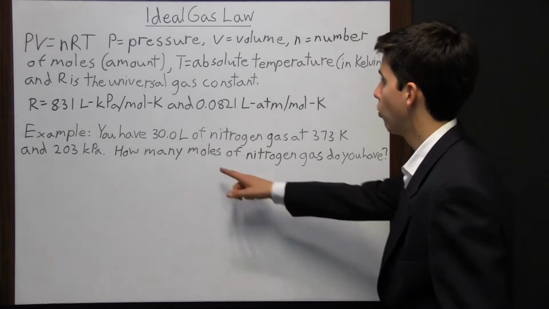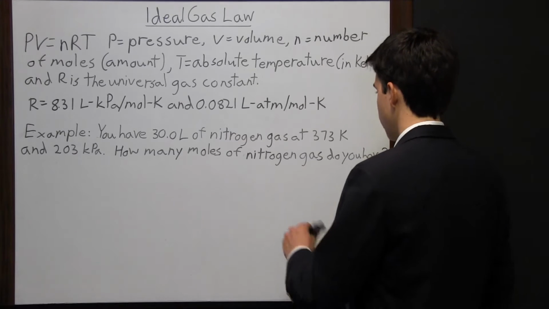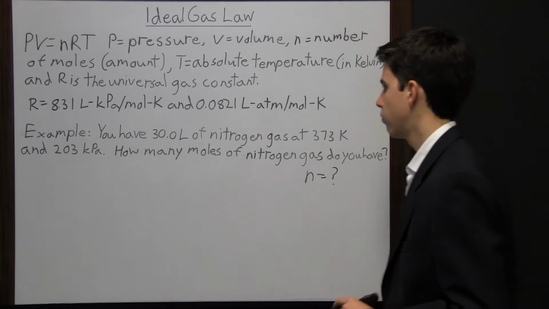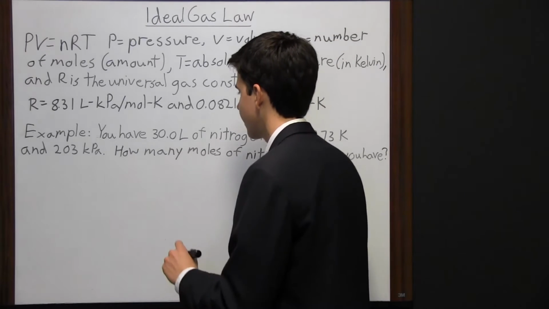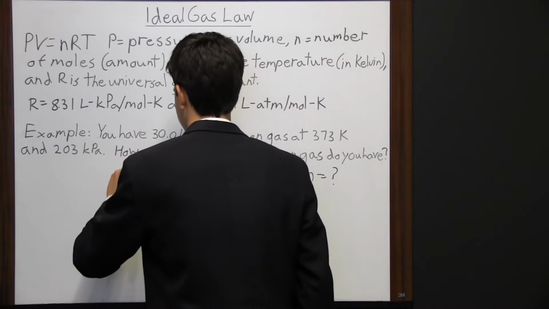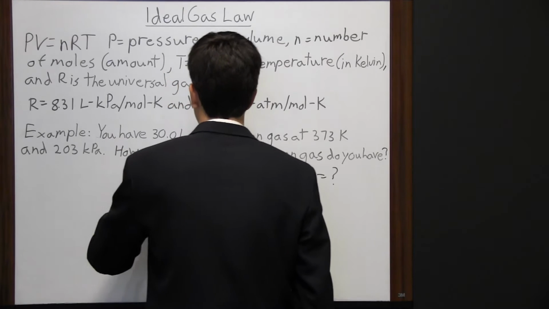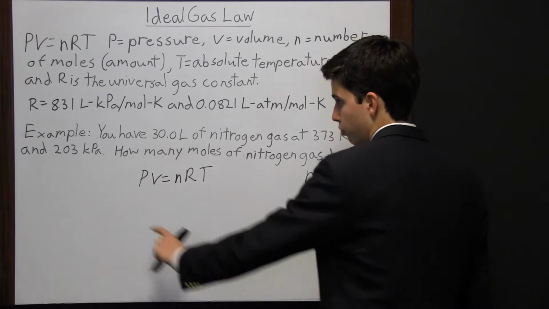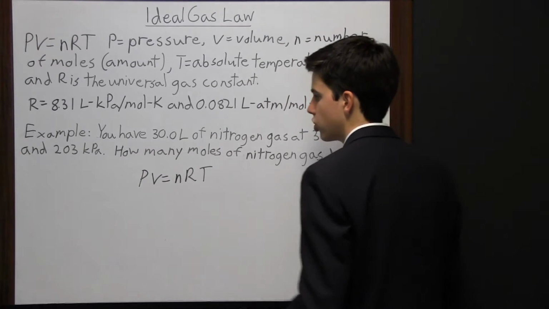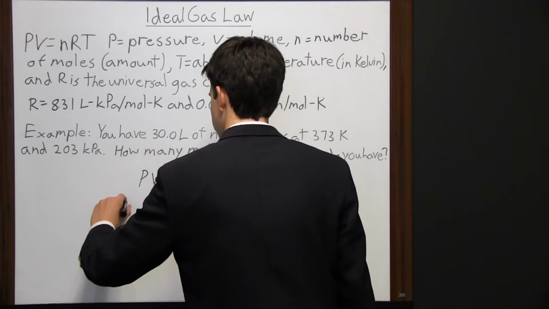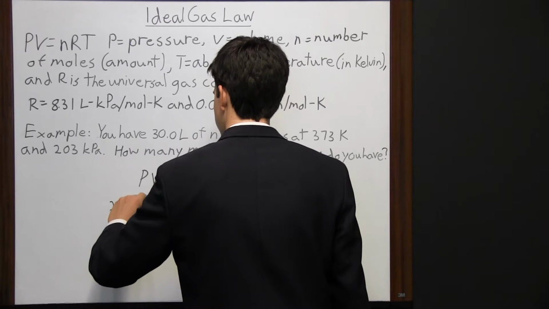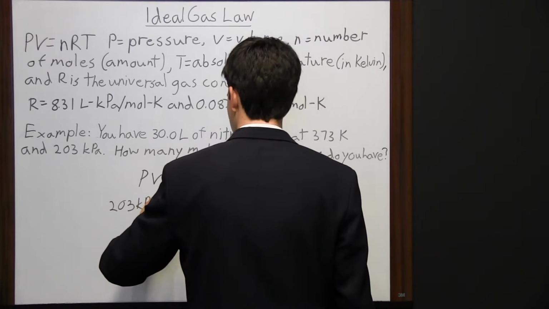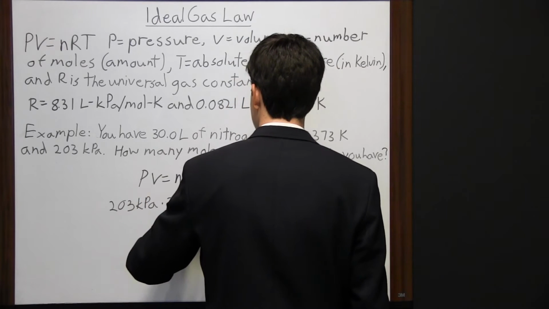All right, so we're looking for moles here, and remember moles is n. So I'm going to put n equals question mark because that's what we're looking for here. All right, so let's go ahead and write the equation. PV equals nRT. So we know that pressure is expressed in those units. So pressure is 203 kPa times volume, which is 30.0 liters.